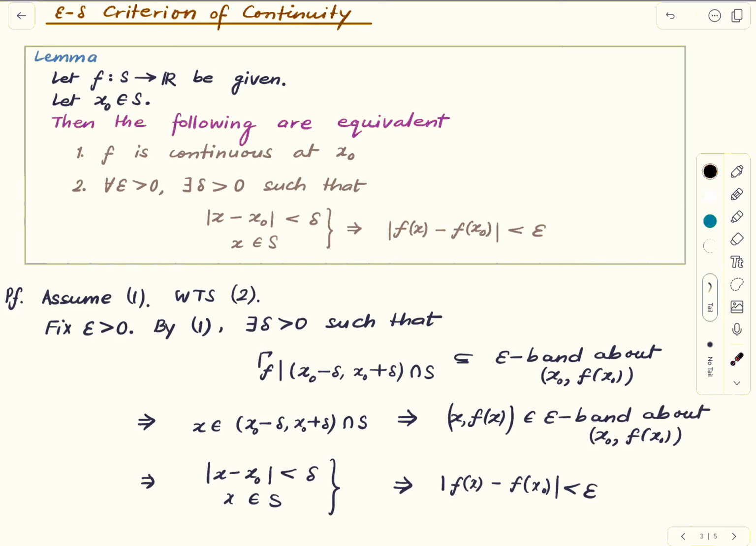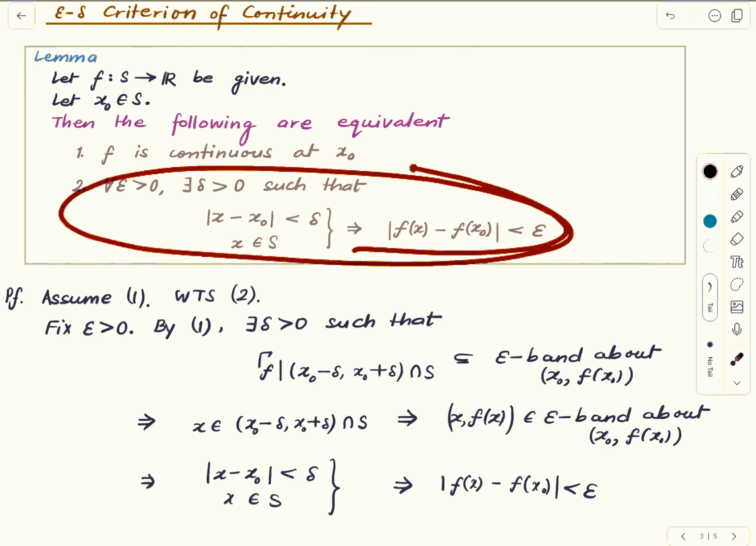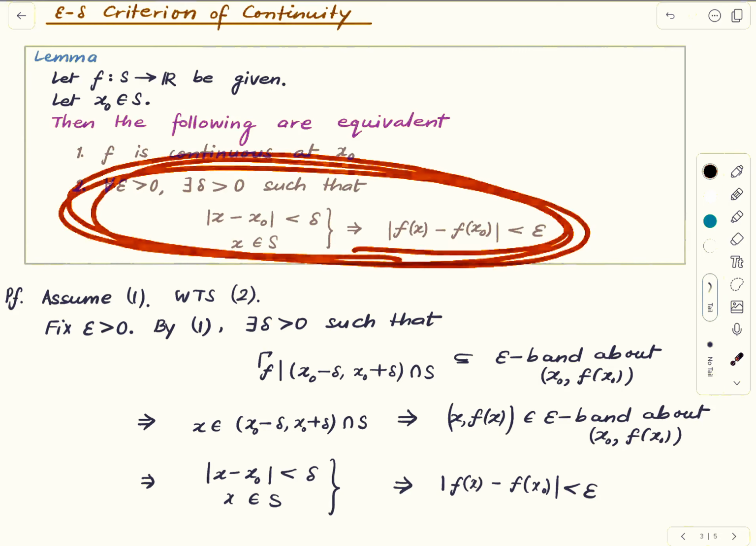So let's end this lecture by working out an example. We understand a definition once we use it, we understand it when we think about it, but especially when we use it. So let's look at an example. Keep this criterion in mind. This is called the Epsilon-Delta Criterion of continuity.